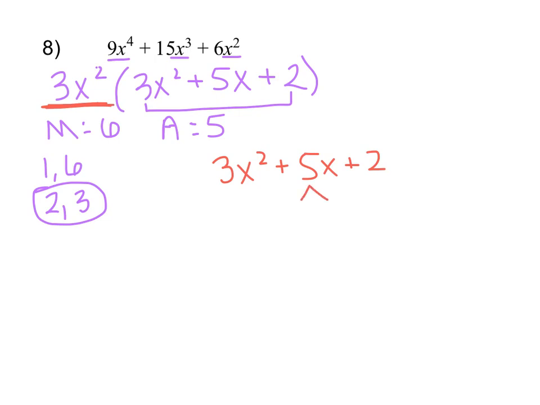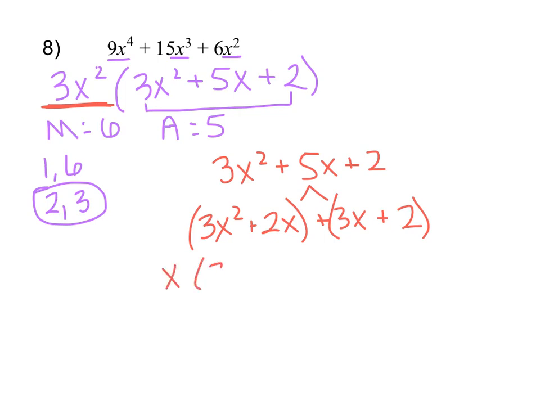So I'm going to split that middle term between a positive 2x and a positive 3x. And I'm going to rewrite that 3x squared and rewrite that 2. I'm going to group them together. What's in common in the first group is an x. So I can pull out an x, and then I'm left with 3x plus 2. Now, in the second group, there's nothing in common except for a 1. So I'm actually going to pull out a positive 1. And then we're going to be left with the same thing, the 3x plus 2.